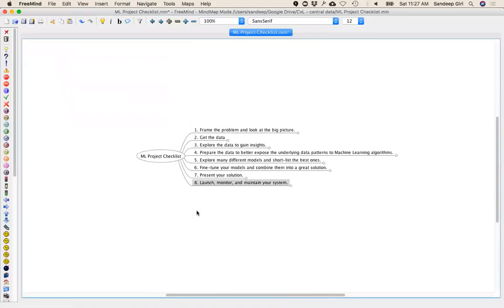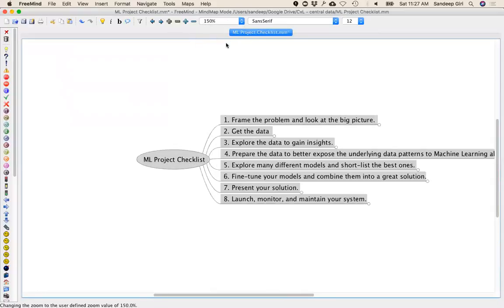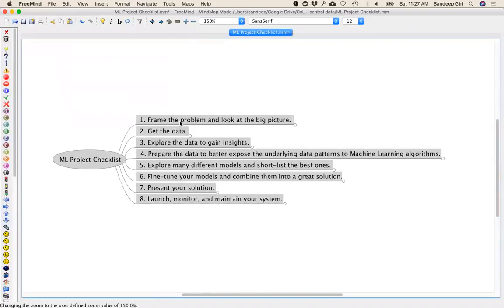All right. So this is a machine learning project checklist, and let me just zoom it out a bit. Okay. So basically, this is the one that we talked about in the beginning. Frame the problem, get the data, explore the data, prepare the data to better expose the underlying data pattern, then explore many different models, and then fine tune your model, present the solution, launch, monitor, and maintain your system. These are the project checklist.